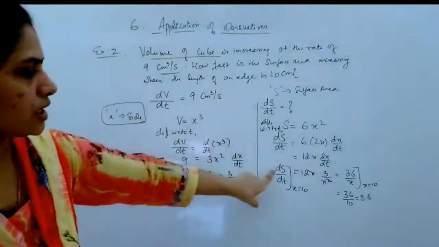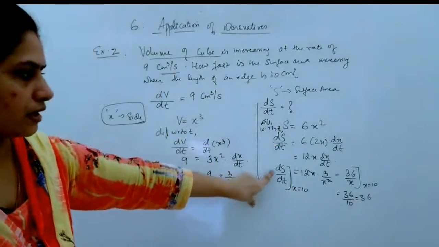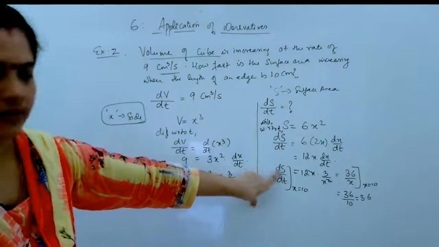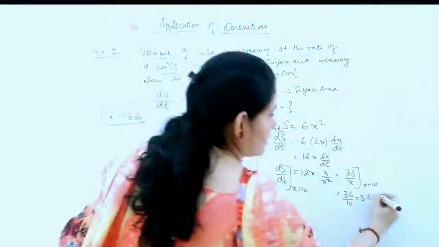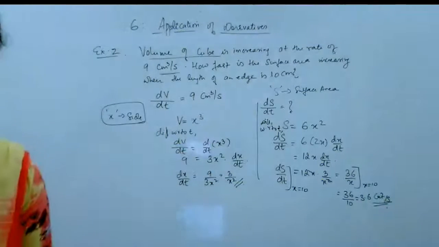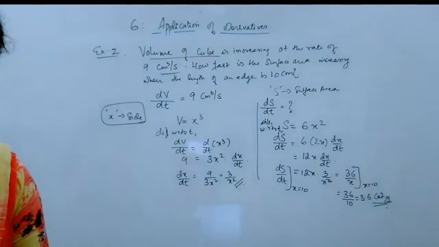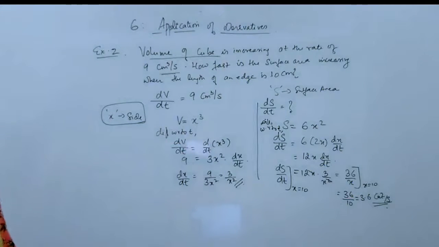And what will be the unit? Unit will be according to what you are finding out, that is ds by dt. Unit of s is centimeter square, and for time you will get seconds. So it is centimeter square per second. Is it clear?